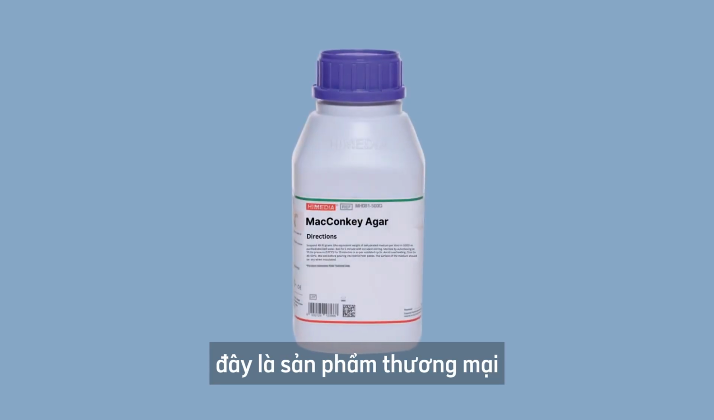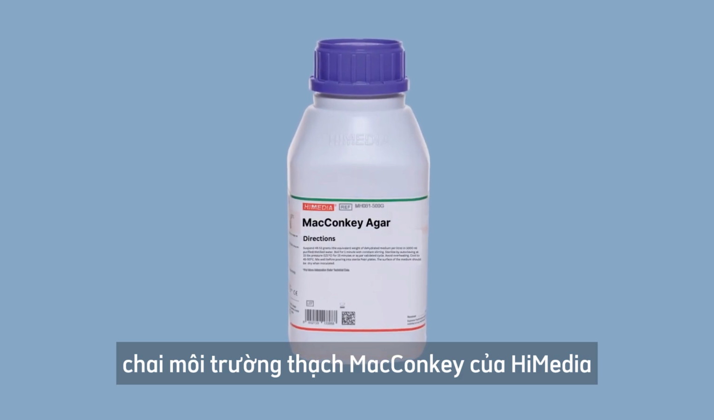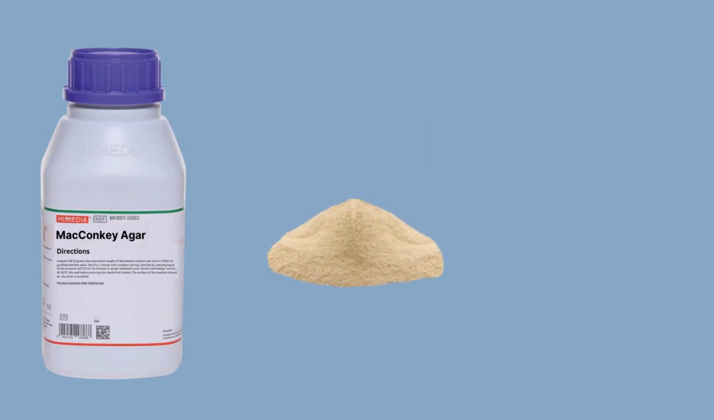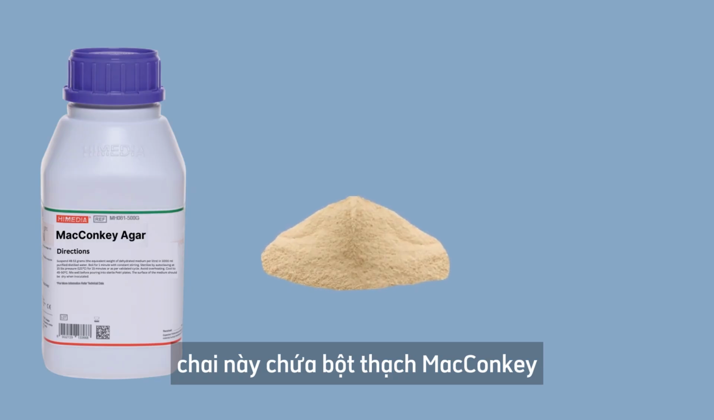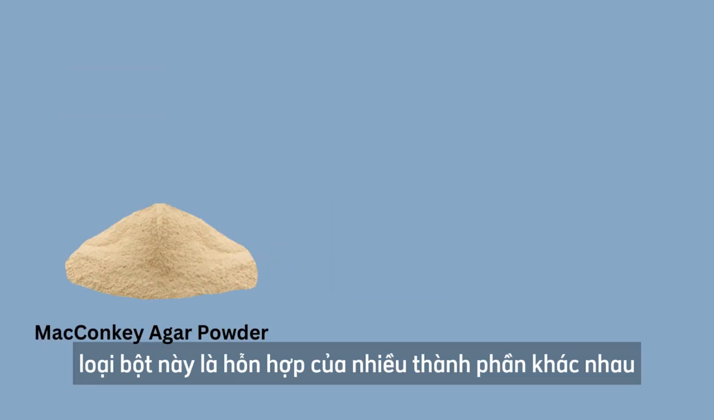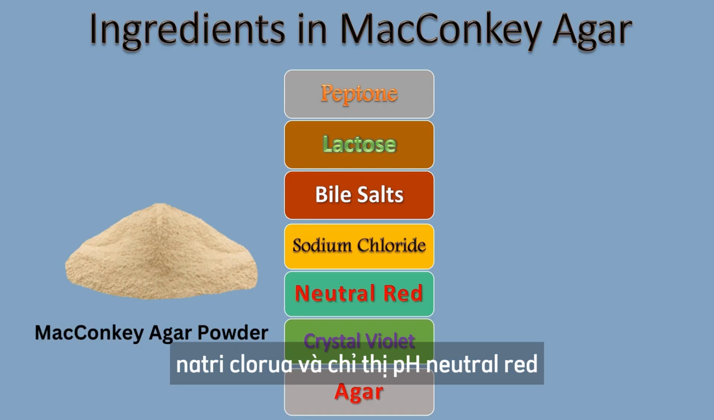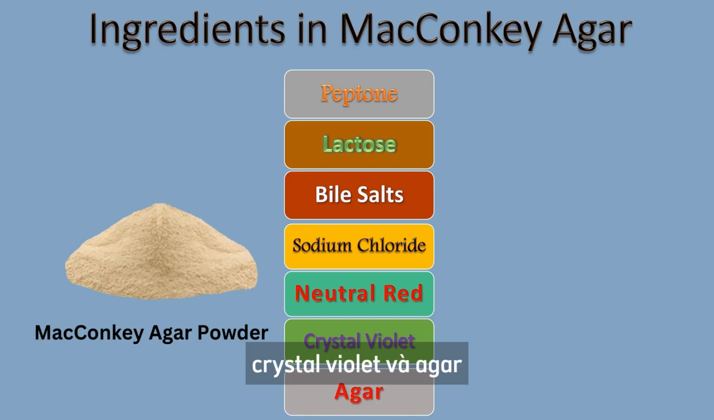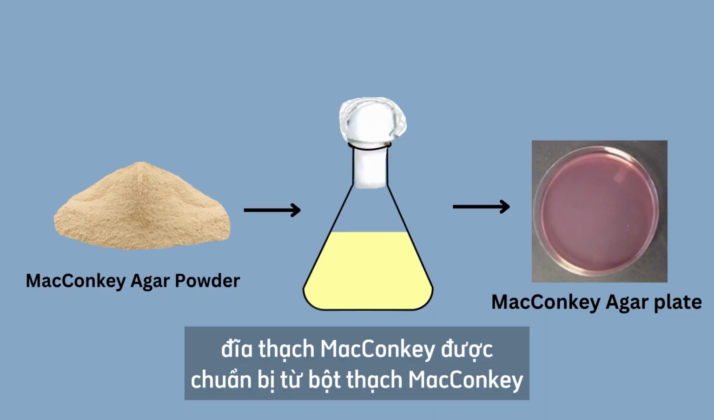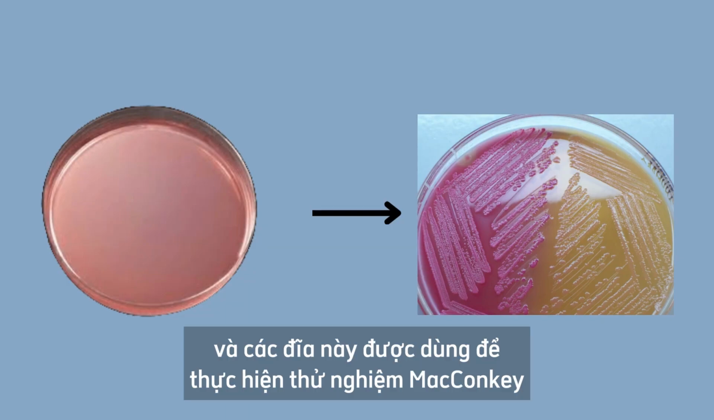This is a commercially available MacConkey Agar media bottle from HiMedia. This bottle contains MacConkey Agar powder. This powder is a mixture of different ingredients. The ingredients present in MacConkey Agar powder are peptone, lactose, bile salt, sodium chloride, neutral red, crystal violet, and agar. MacConkey Agar plates are prepared using this powder, and these plates are used for doing the MacConkey Agar test.